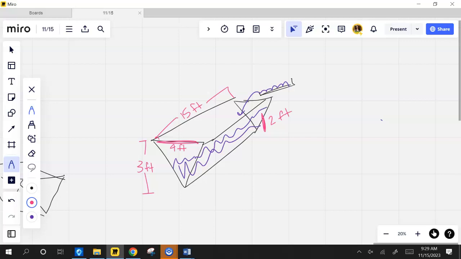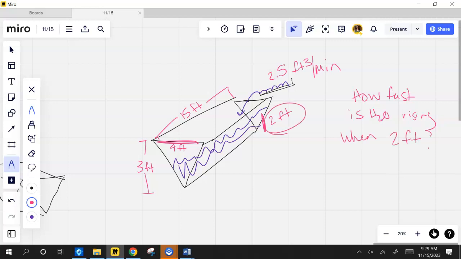All right, so a trough is 15 feet long and 4 foot across, which I've drawn on here as shown in the figure. Its ends are isosceles triangles with heights of 3. Water runs into the trough at a rate of 2.5 cubic feet per minute. How fast is the water rising when it's 2 feet deep? So that was already on the picture here.